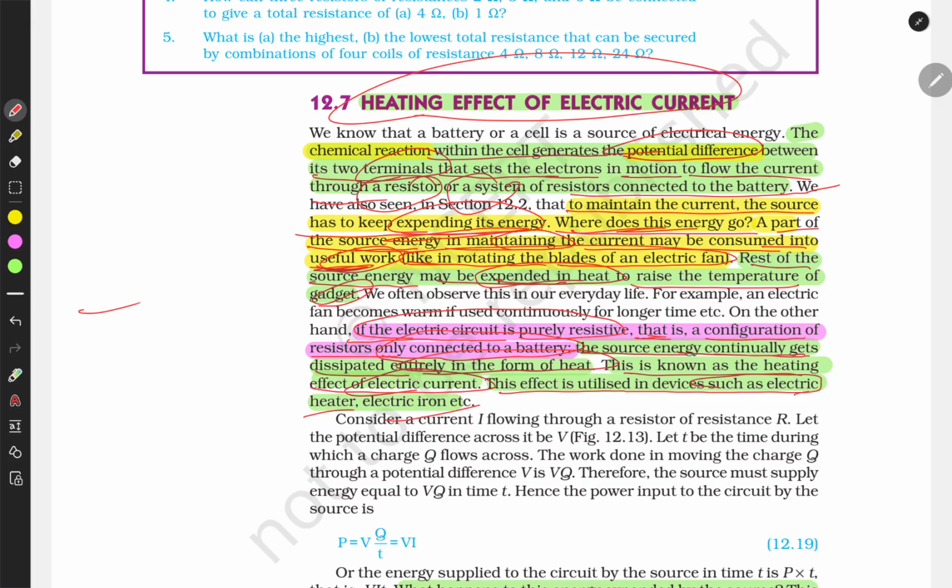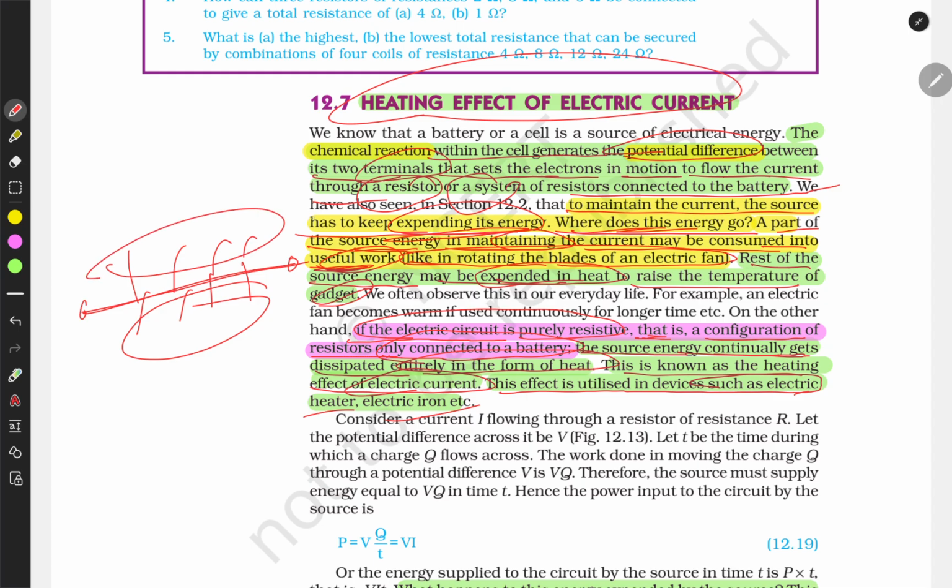Suppose this is a wire, and electricity flows through it. The more the resistance, the less the flow of current. So if it is restricting the current, where is this current going? This energy is dissipated in the form of heat, and this dissipation in the form of heat is known as the heating effect. And the more it restricts, the more it heats up.